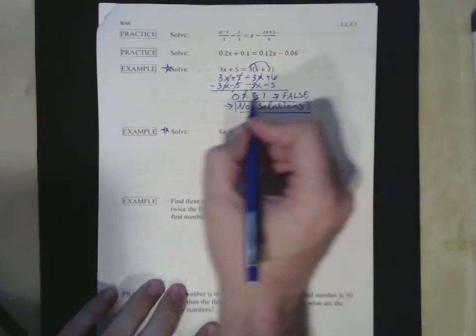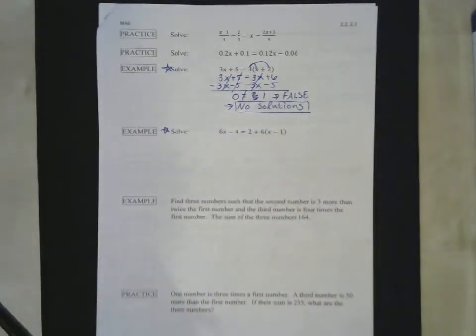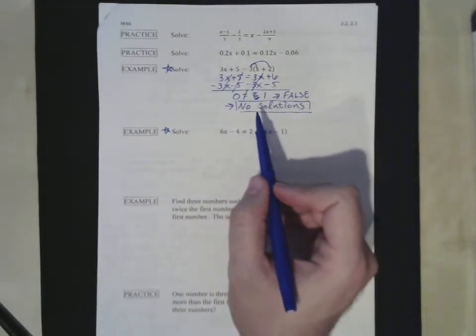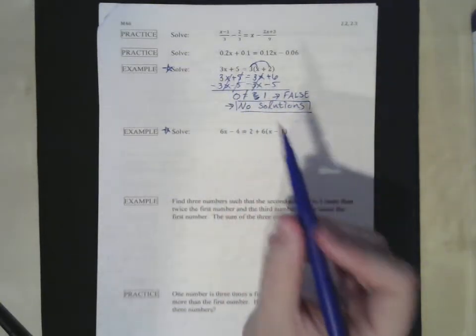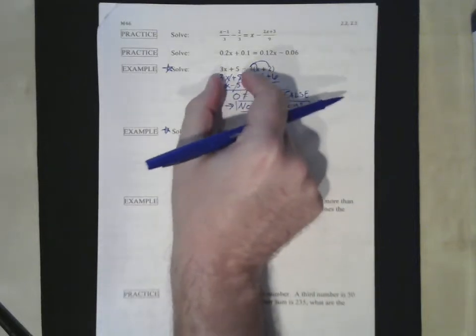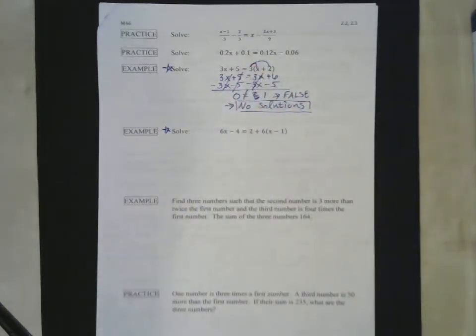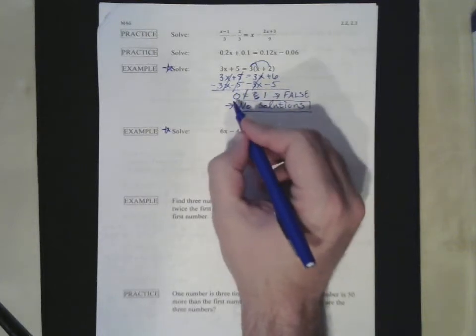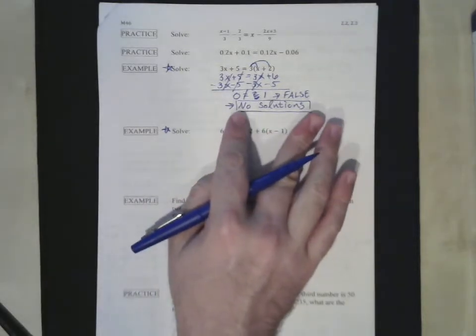Whenever you come to a result that is false, 0 equals 1, 2 equals 7, something like that, it's never going to be true. 0 will never equal 1 no matter how hard we want it to. So that means that there will be no solution to this equation. 3x plus 5 will never equal 3 times x plus 2. It can't happen. So this is how you will know that you have no solutions, when you get to a false statement like this, 0 equals 1. So that's no solutions.